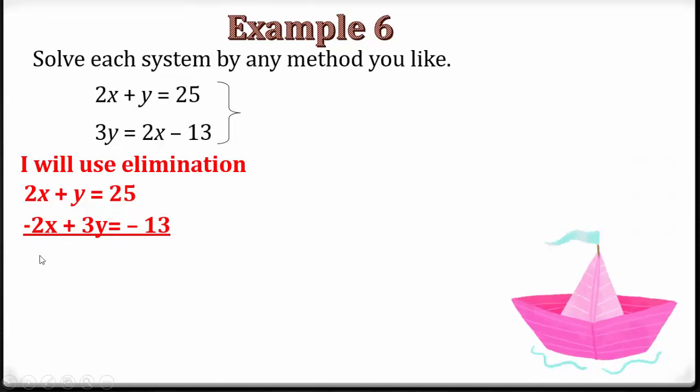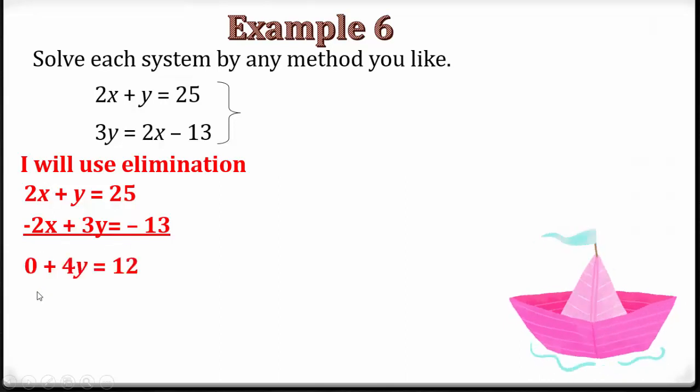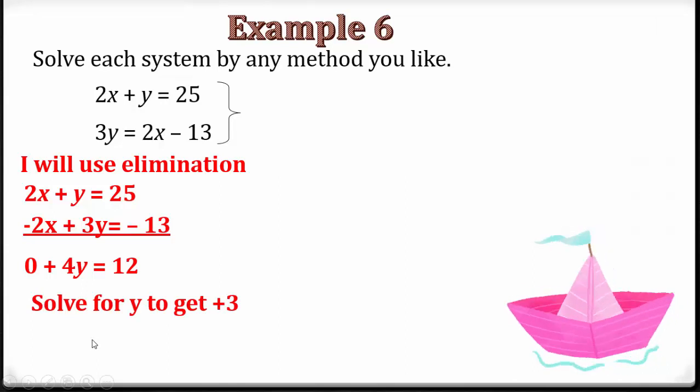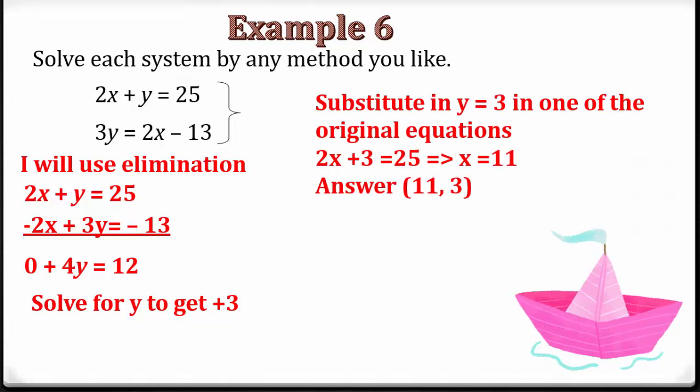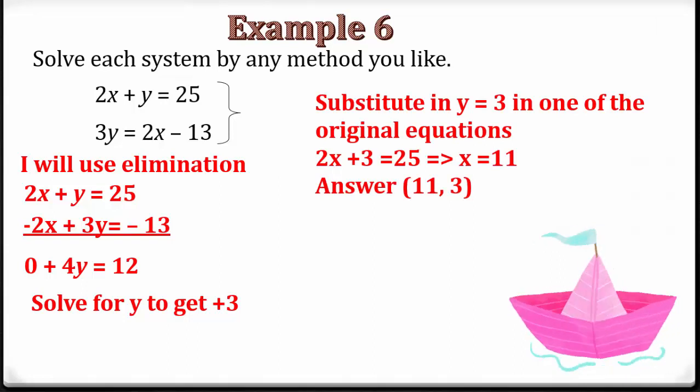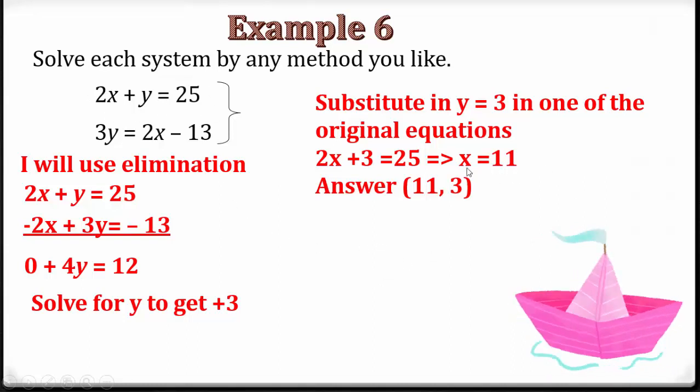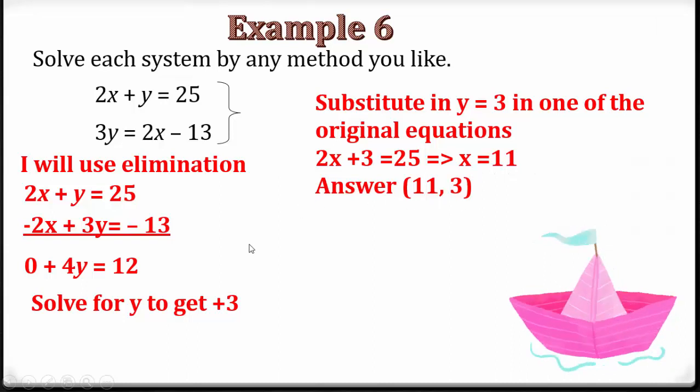This means now I can eliminate the x's, so I end up with 0 plus 4y is equal to 12. So now I can solve for y, and I get for y positive 3. I substitute in y is equal to 3 in one of the original equations. In this case, I'll use the first equation, and I find that x is equal to 11. So my answer is 11, 3. 11 for the x, 3 for the y.